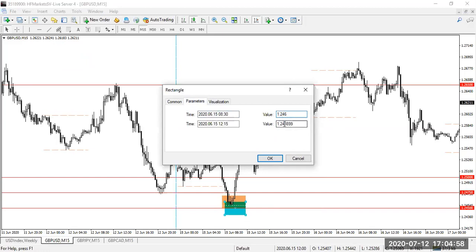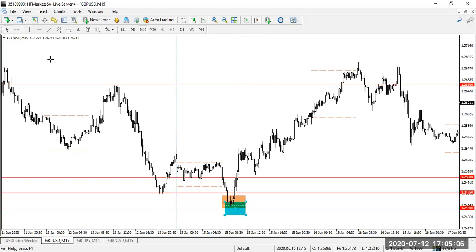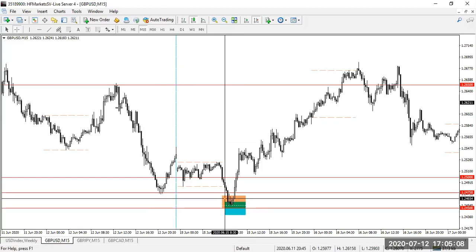24.6, and then my stop loss is 20 pips away. That's how many pips? What is the reading? Yeah, just where it is. Yeah, so this is what my stop loss would be here.